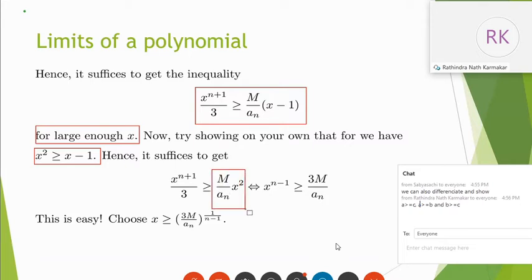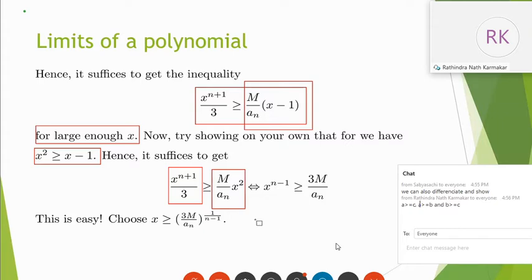So what we'll prove is x^n plus 1 by 3 is greater than or equal to m by n times x square, and m by n times x square is greater than or equal to m by n times (x minus 1). One of them we have already proved. x square is greater than or equal to x minus 1. m and n are both positive, so multiply m by n both sides. Then you get m by n times x square is greater than or equal to m by n times (x minus 1). The only thing that is left to prove is this, that is x^n plus 1 by 3 is greater than or equal to m by n times x square.